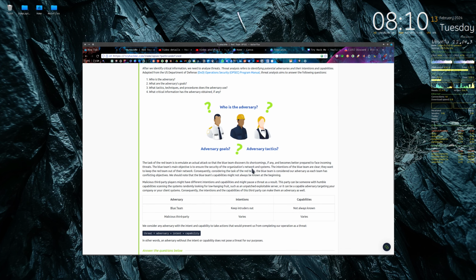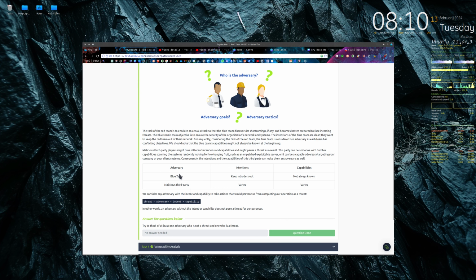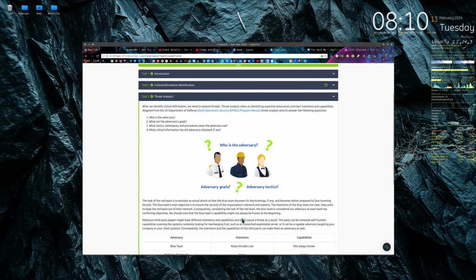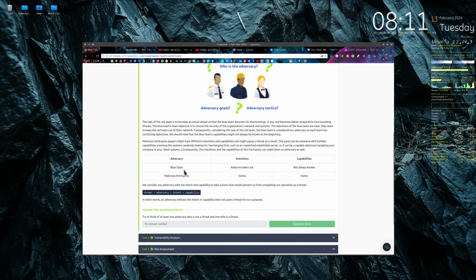Okay, intention, capability, and malicious third parties. So, who is your adversary? Understanding who's out there trying to get things from you or from the organization that you work for. Then identifying those areas and trying to lock them down.